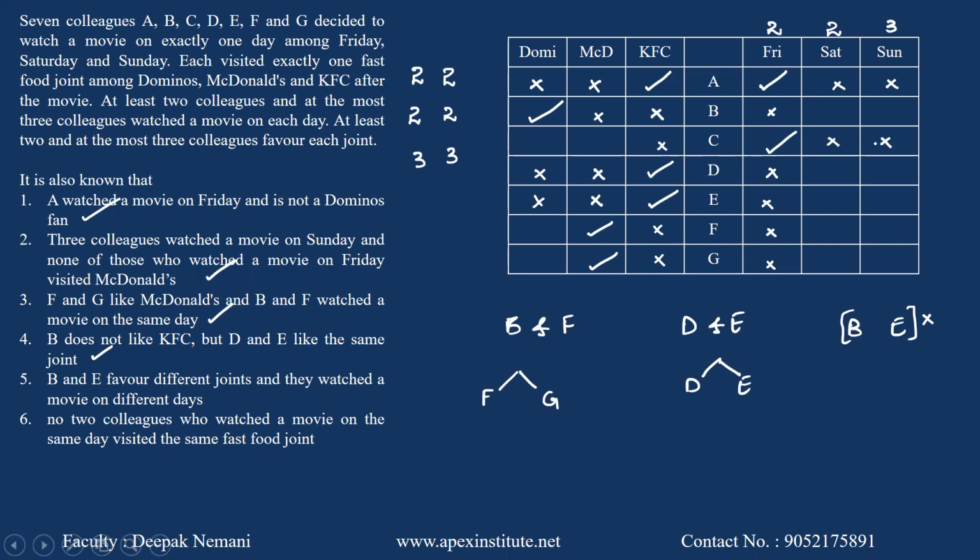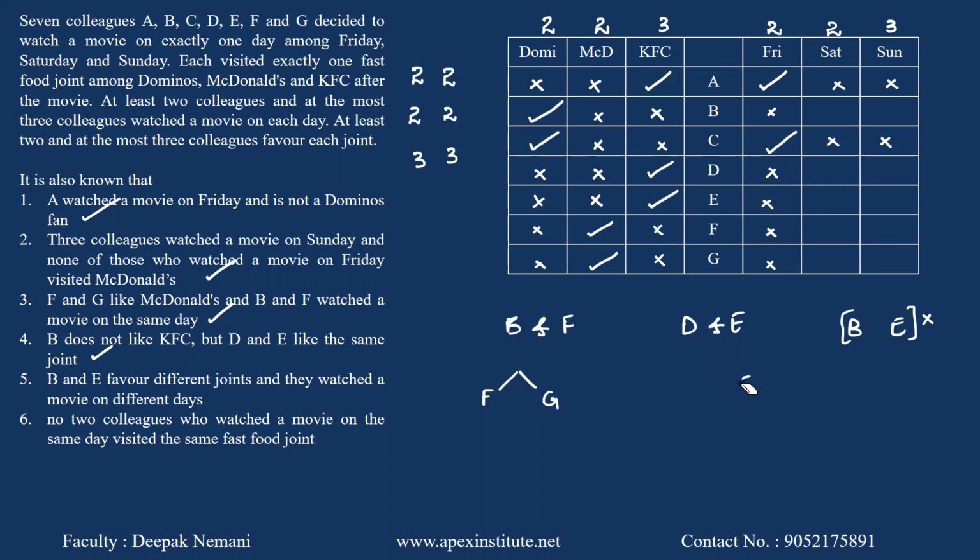So this is what I can infer from the given data. So you have three people favoring KFC. Now we already have two people favoring MACD. So C is not favoring MACD. C is favoring Domino's. So we have filled the left side of the table. Now we have to fill the right hand side of the table.